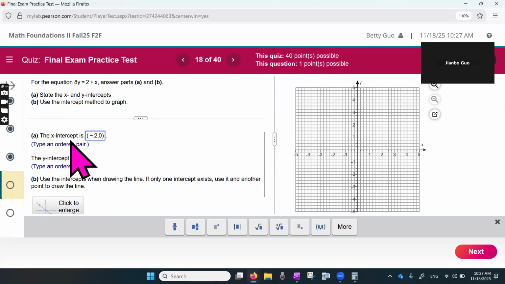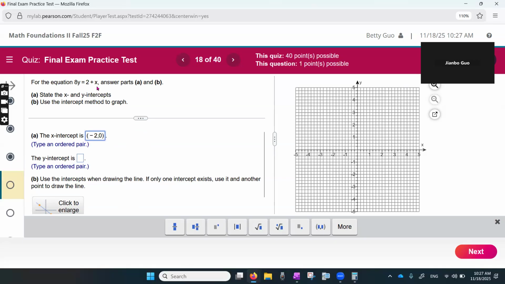Let me say that again. To find the x-intercept, make y be 0. So if you make y be 0, the left side equals 0. And which number added 2 gives 0? Negative 2. So negative 2, comma 0. And you must type and word the pair, not just negative 2. Negative 2, comma 0.